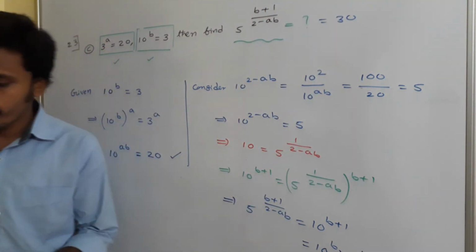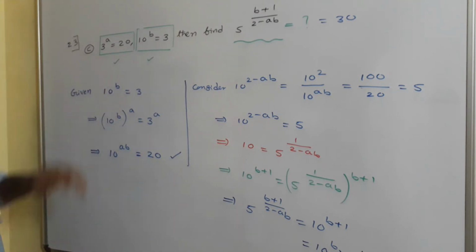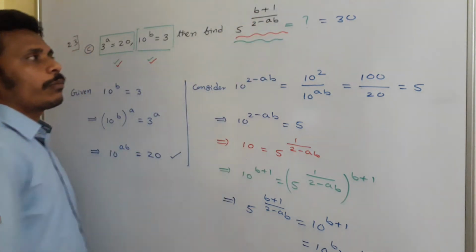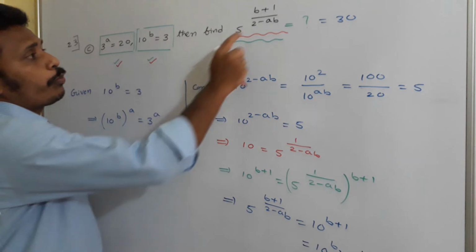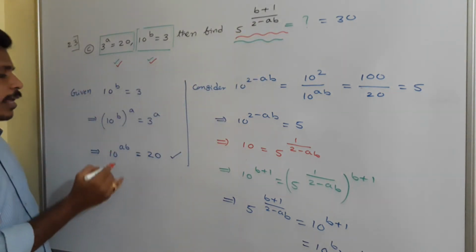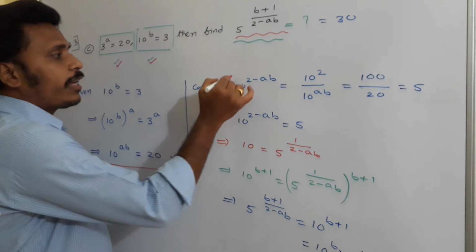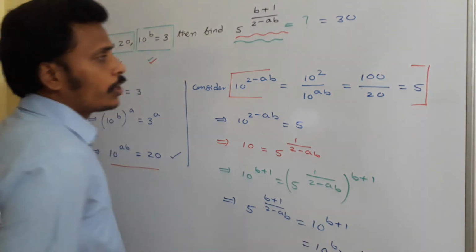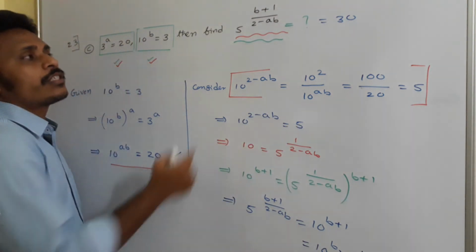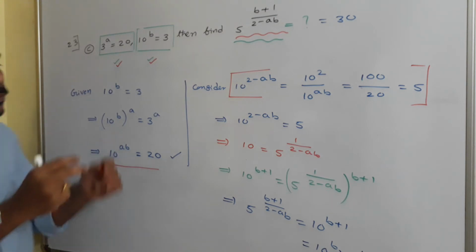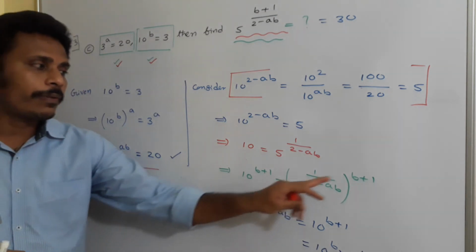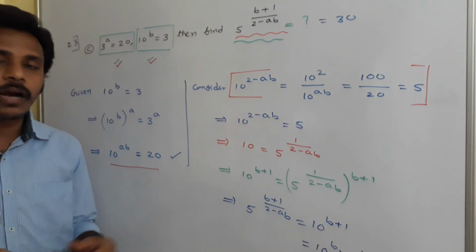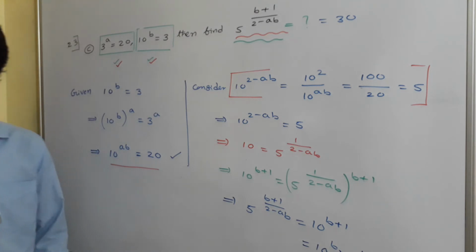Again, just observe the problem. These two are the given exponential relations. Using these two relations, our target is to find this 5 power b plus 1 by 2 minus ab, and for that I need to prepare this 2 minus ab. So first of all, I made 10 power ab as 20, then 10 power 2 minus ab as 5. After having this, you just send 2 minus ab that side. Since we need b plus 1 by 2 minus ab, apply power b plus 1 both sides. And then 5 power b plus 1 by 2 minus ab is equal to 10 power b plus 1, and then our answer is 30. Just have a look.